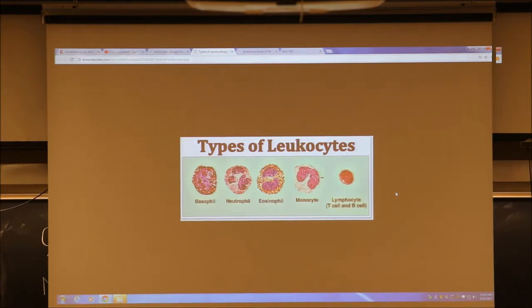here's the simple one. They're stained. First of all, if you looked under a microscope at blood, you would never see this color. So this is part of histology. Most tissue that you see under the microscope is stained. And they'll give you maybe some false color, because in real life, white blood cells are basically white and there's no differentiation. But that's okay.